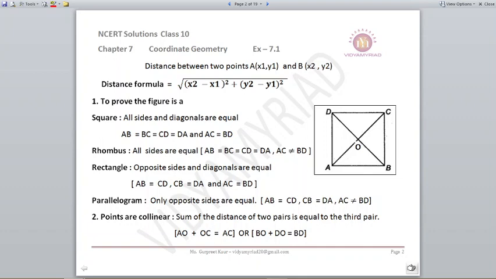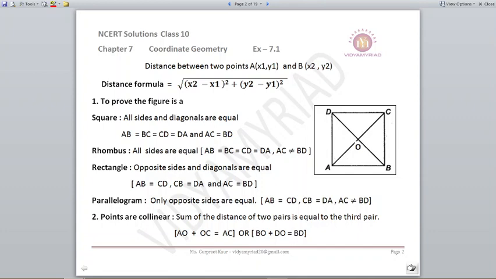And the distance formula is square root of x2 minus x1 the whole square plus y2 minus y1 the whole square. So you are given 2 points. Suppose A is the point, it will be made up of x and y, so x1 y1, and B is the point which is made up of x2 and y2. So while we put into the formula, it will be x2 minus x1 the whole square and y2 minus y1 the whole square. Like this we can find out the distance between the points.